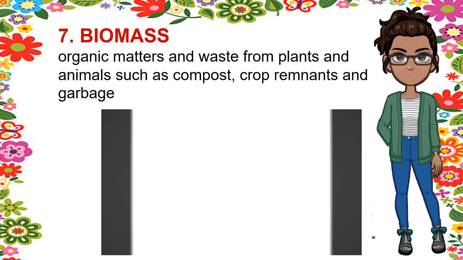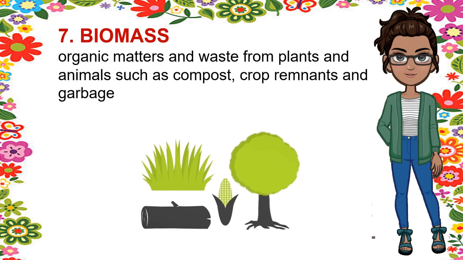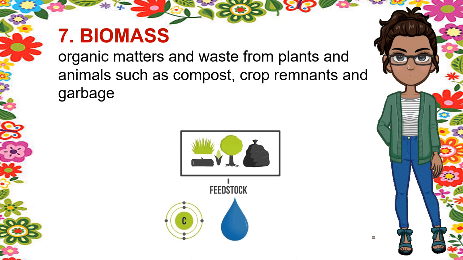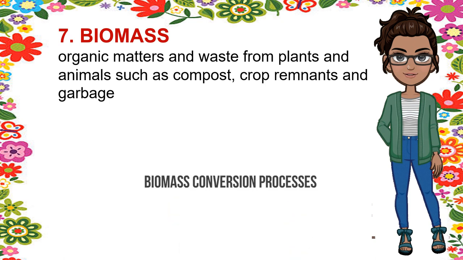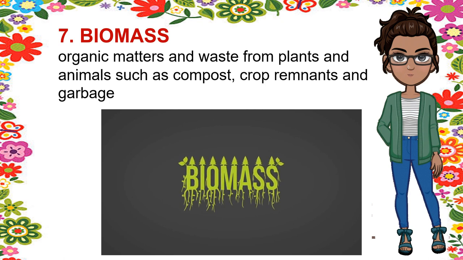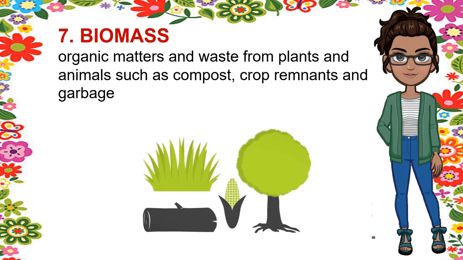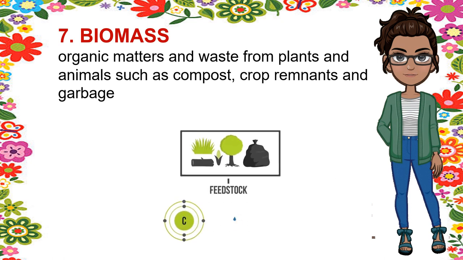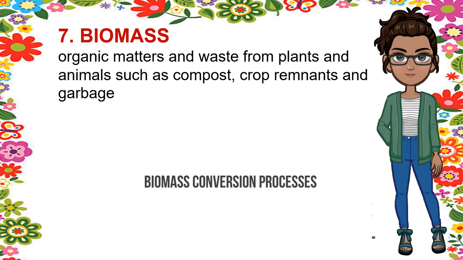Biomass is the seventh source of energy. It refers to the organic matter and waste from plants and animals such as compost, crop remnants, and garbage. Plants get the energy from the sun through the process of photosynthesis, and this energy is passed to animals upon consumption. Biomass is used to produce alcohol and methane, which are fuels useful in energy manufacture and running cars.